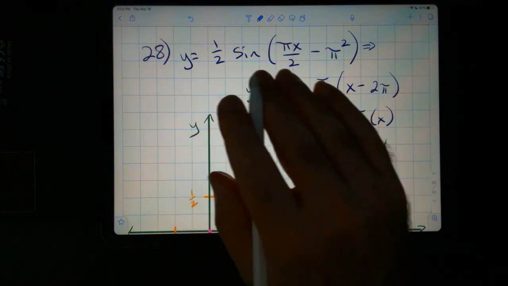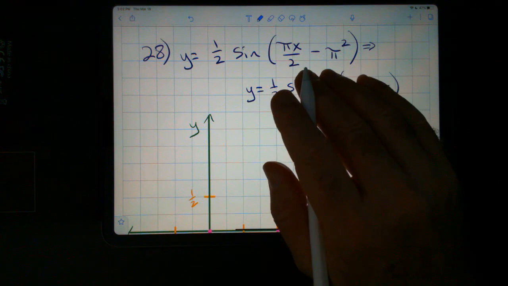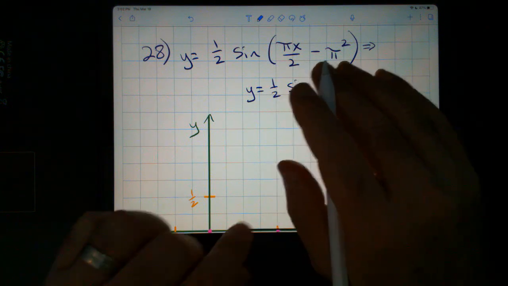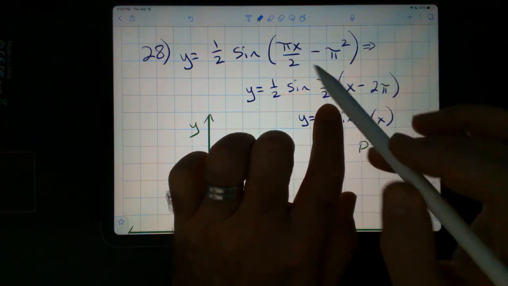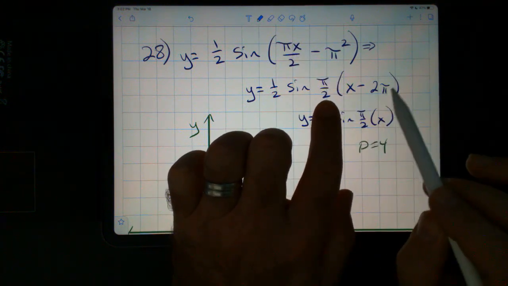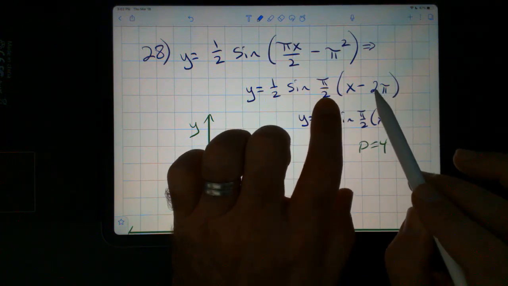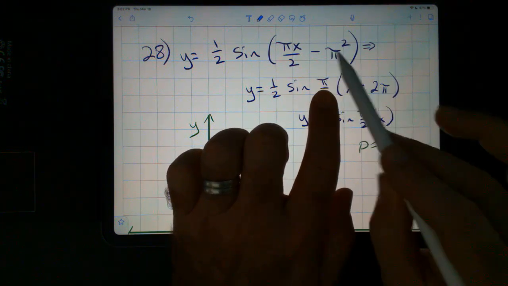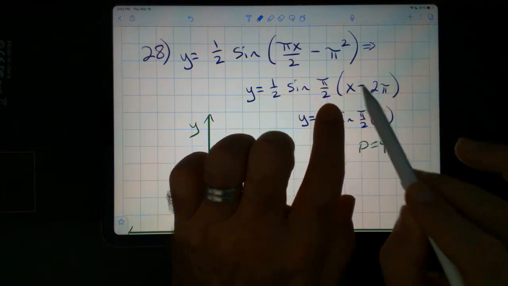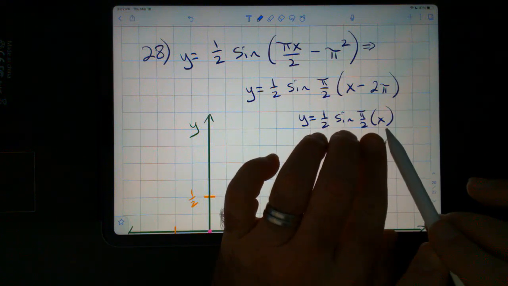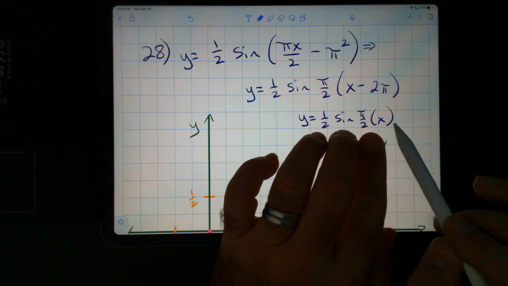28, y is equal to 1/2 sine of pi x over 2 minus pi squared. Again, let's factor the b out. This implies we have y equals 1/2 sine, factor out pi over 2. That's going to give us 2 pi here, because pi over 2 times 2 pi, the 2s simplify, pi times pi is pi squared. Okay, but if you subtract 2 pi from any angle, you get that same angle back. So it's the same thing as y is equal to 1/2 sine of pi over 2 times x.